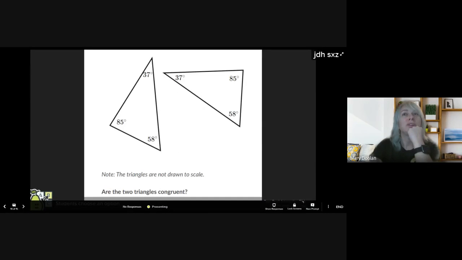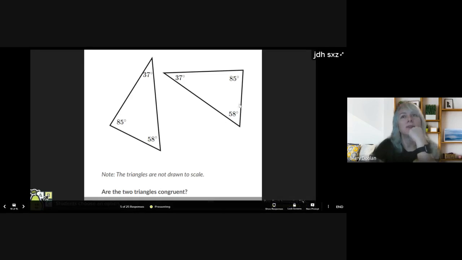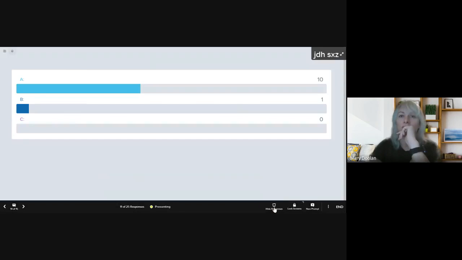Are these two triangles congruent? Hypotenuse leg. Does this even have to do with hypotenuse and leg? Because I don't see a hypotenuse. This looks like we have 37 degrees, 85 degrees, 58 degrees, 37 degrees, 85 degrees, 58 degrees. So what we have here is angle, angle, angle. Is that a congruence theorem?